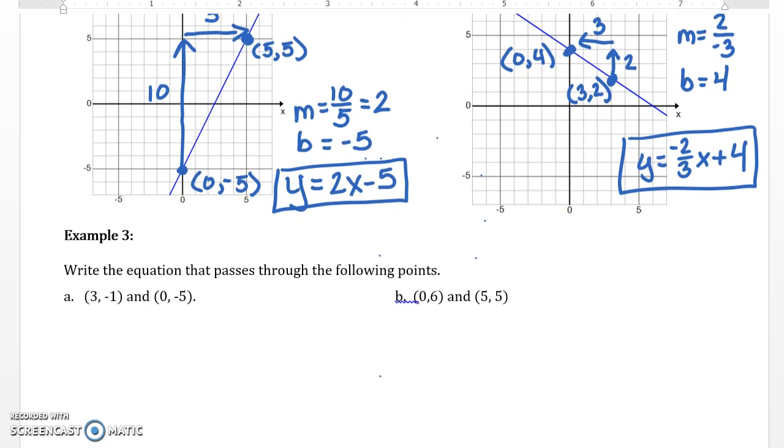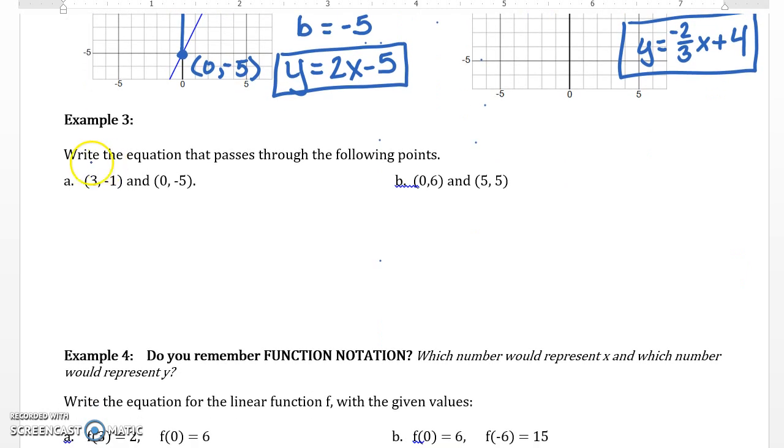All right, on to example 3. In example 3, we're asked to write an equation again, and it passes through the following points. So we're given two different ordered pairs: 3, negative 1, and 0, negative 5. Looking at 0, negative 5, if the x is 0, then the y-coordinate would be the y-intercept. So I know the value of b. b is negative 5. We need the slope and the y-intercept, and I have that y-intercept.